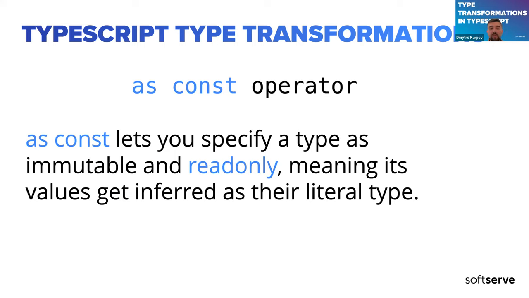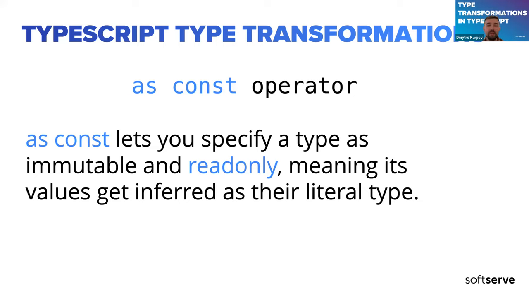Now we are moving to the next feature of TypeScript, which is important in the scope of type transformation. First of all, as const lets us specify a type as immutable and read only, meaning its values get inferred as their literal types. What it means, I will try to explain, because as const freezes the object values and infers their literal types. It also adds a readonly annotation to the object keys, which makes the properties immutable during compile time. In other words, the as const operator extracts types from expressions to match their exact values.